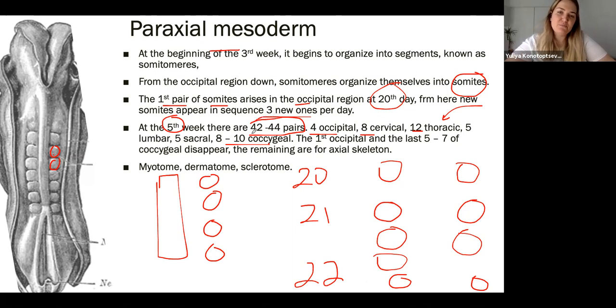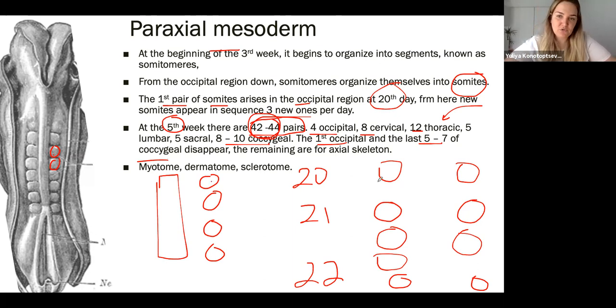So I can definitely know the age of the embryo by simply counting somites. Is this how many vertebrae you have? 42, 44? Definitely not. So you have made too many. Some of them need to disappear. Some of them need to fuse out. The first occipital pair of somites will disappear, and the last 5, 7 of the coccygeal will disappear as well. The remaining pairs, that's your future vertebrae right there.